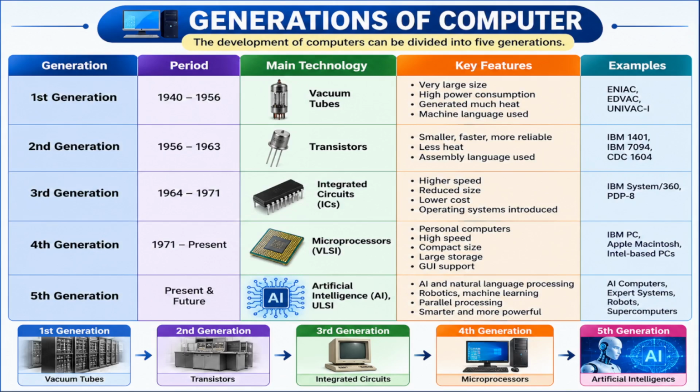First generation, vacuum tube. Second generation, transistor. Third generation, ICs. Fourth generation is microprocessor. Fifth generation is present now: artificial intelligence, robots.